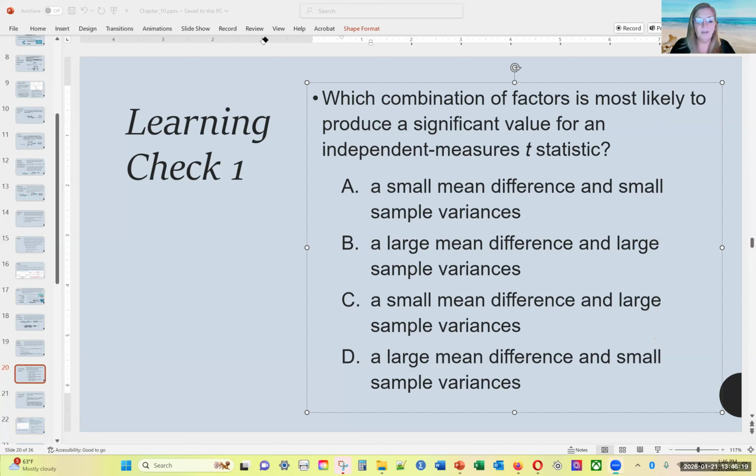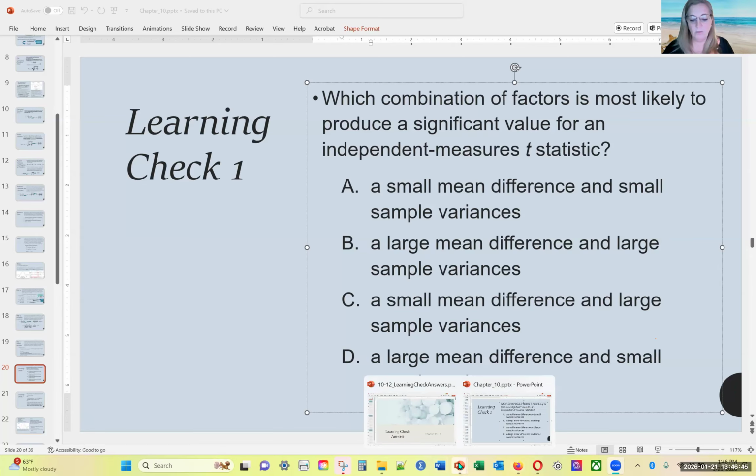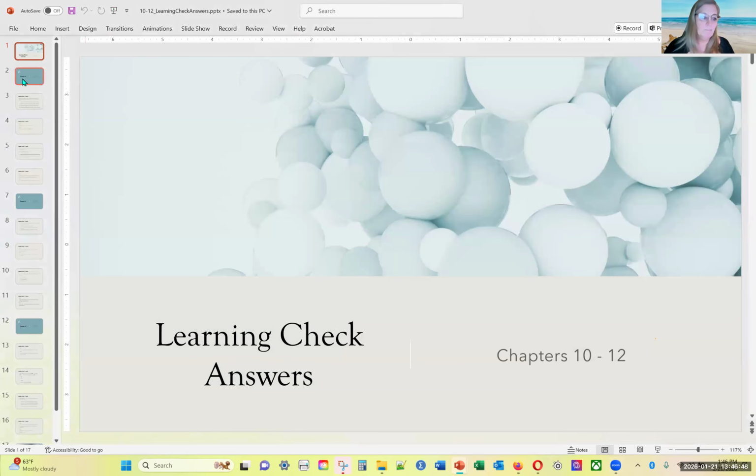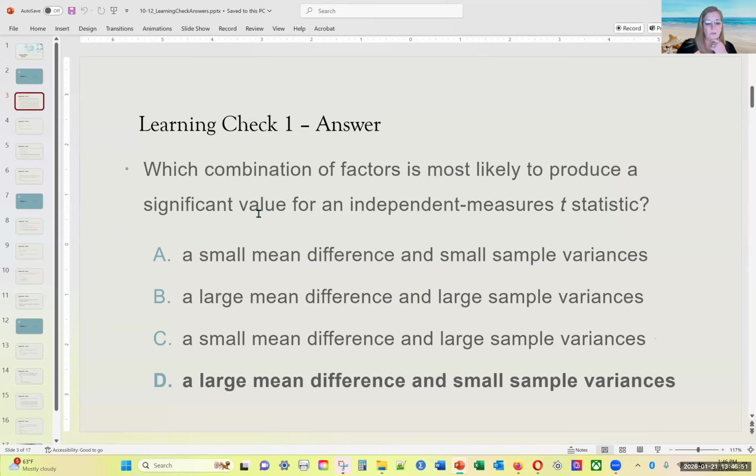And there we go. All right, so here's our first learning check. Which combination of factors is most likely to produce a significant value for an independent measures t-test? So think about what we learned from this last chapter. Logically, you should assume that it should be very similar to the same rules. So let's take a look at what the answer to this first one is. All right, so it would be D, a large mean difference between your groups. That makes sense. And then also small sample variances.